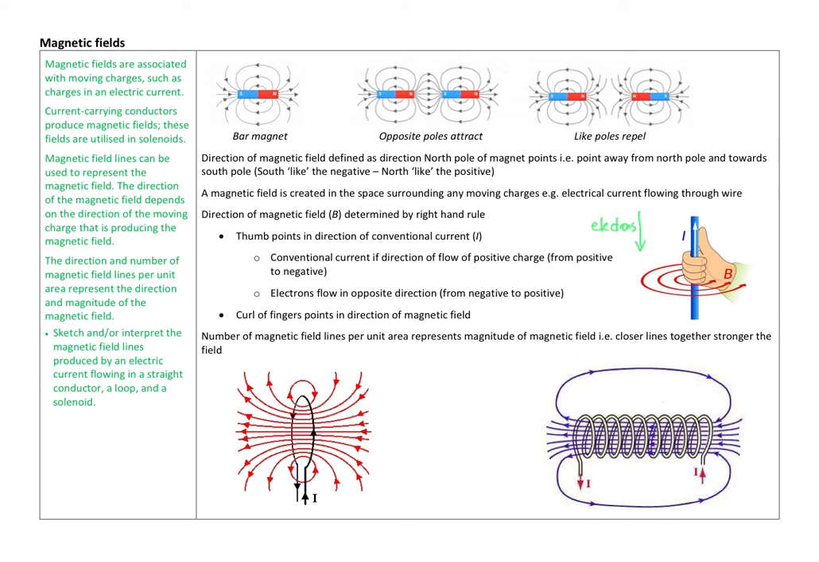Now, to work out the magnetic field, it's just these lines in red. It's just given by the curl of your fingers. So the curl of your fingers indicates the direction of the magnetic field. The number of magnetic field lines per unit area represents the magnitude of the magnetic field, i.e. the closer the lines are together, the stronger the field. So that's just like the electric field. So we need to be able to sketch what would happen in a current carrying wire.